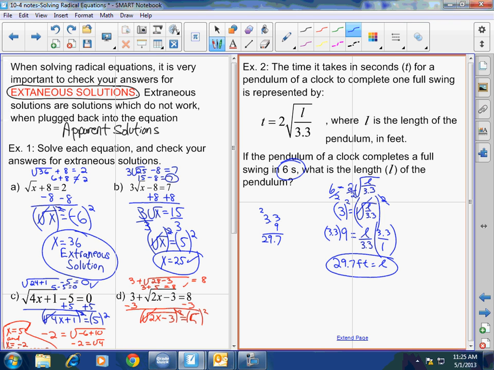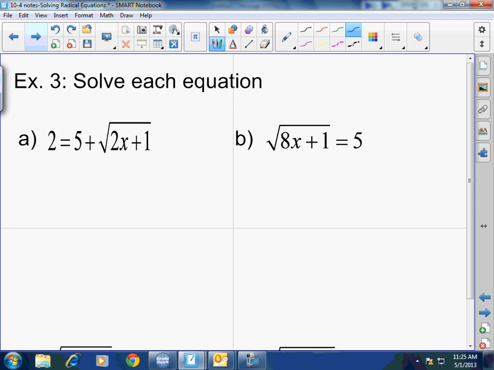All right, may I continue? We got one more page. All right, let's do this. All right, let's put it all together.